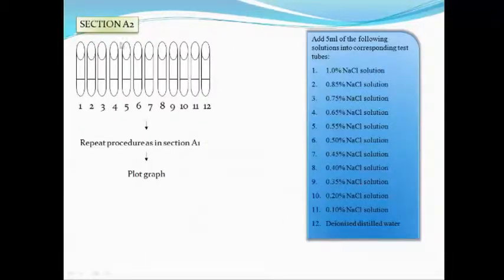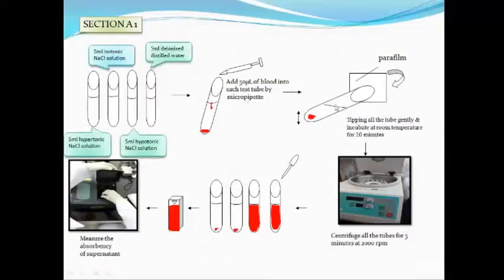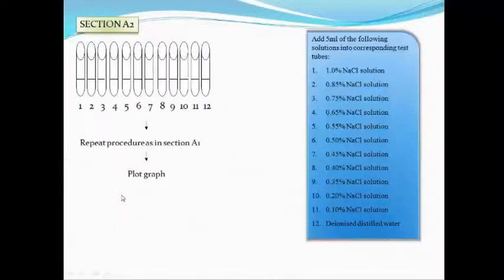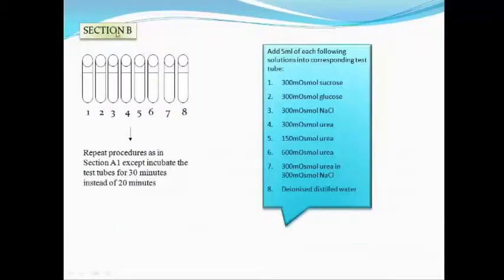Section A2. Prepare 12 test tubes and label them accordingly as 1, 2, 3, 4 until 12. Add 5 ml of 1.0% sodium chloride solution into test tube 1, and add 5 ml of 0.85% sodium chloride solution into test tube 2, and so on until test tube 12. Add 5 ml of deionized distilled water. Repeat the procedure as in section A1 accordingly. Then plot a graph.